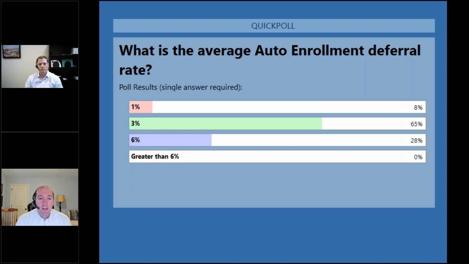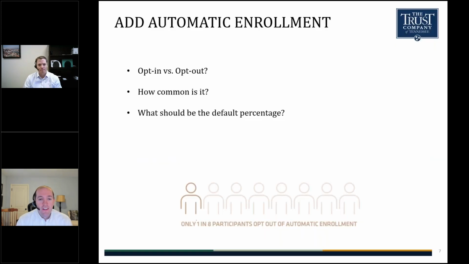All right, 3%, 6% were the common answers. I'm happy to see no one said greater than 6%. So Kevin, what do you think? I think 3%. I would agree. So most of the people on the call picked the right answer, 3%. But again, there is no wrong answer there, but 3 to 6% is typically what we see.